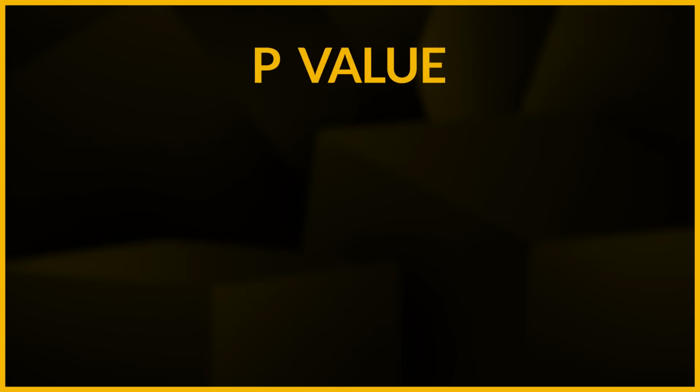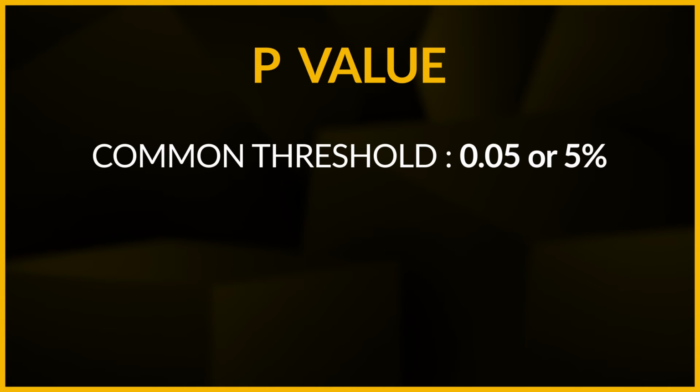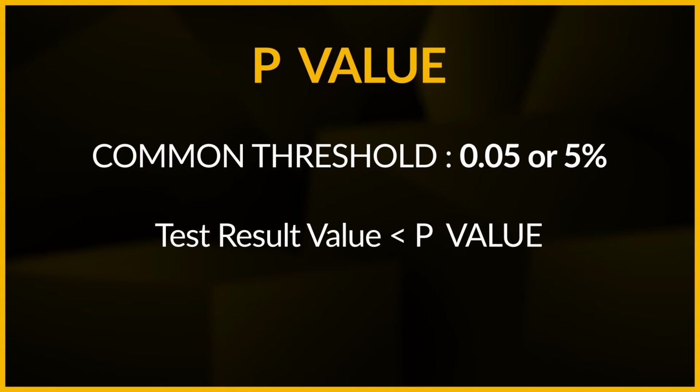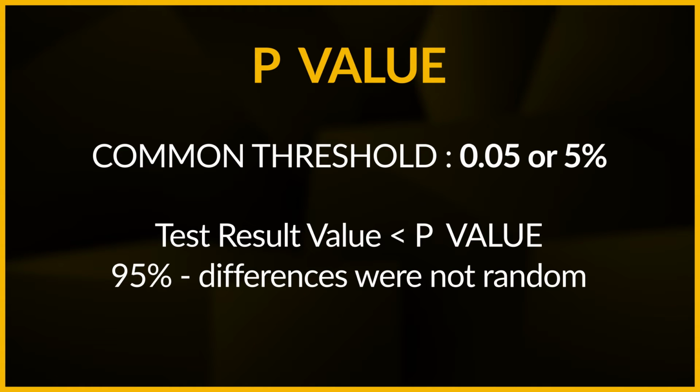This is often measured by a p-value, with a common threshold being 0.05 or 5%. If our test results have a p-value lower than this, we can say we are 95% confident that the differences weren't just random. It's like being almost sure you found a winning strategy, not just a fluke.